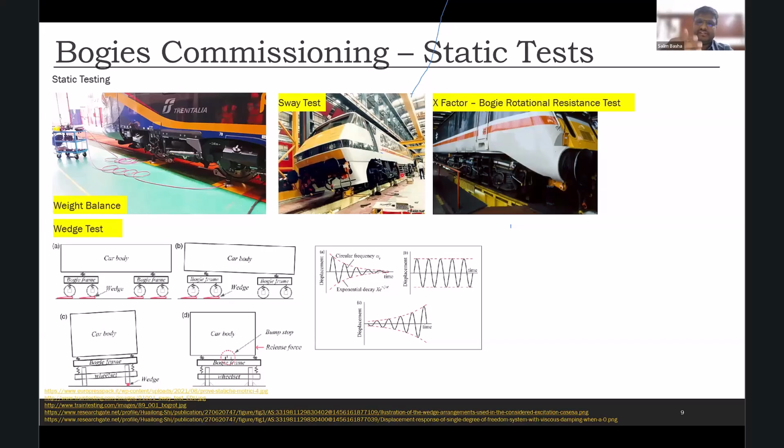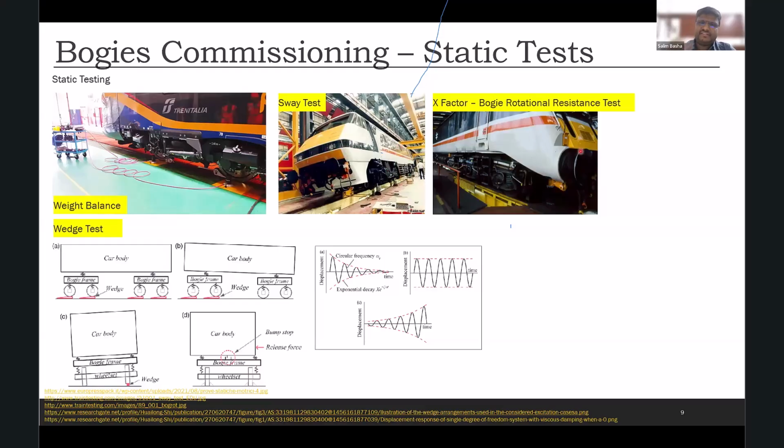So we do this, or even it is also applicable for the cant deficiencies. We know, on a curve, the train runs faster than the balance speed, so that the train will tilt on the outside. So we need to also ensure that when it is going at a high speed on a curve, it should not fall on the other side as well. So even for that reason, we do this sway test and ensure that everything is good.